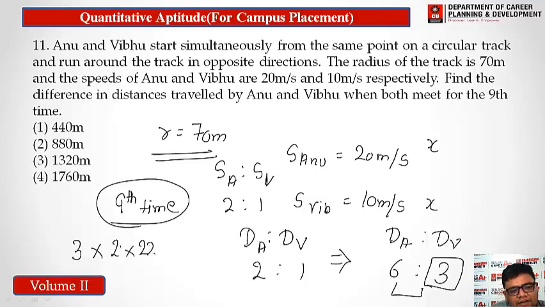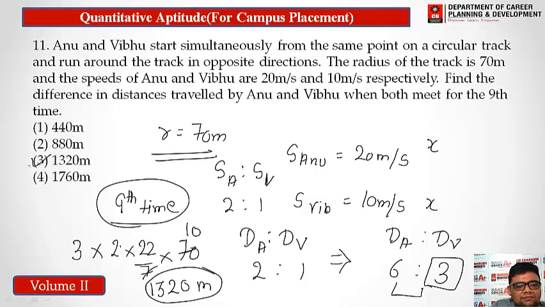2 multiplied by 22 by 7 multiplied by 70. That is the circumference of the circle. So if you cancel this out, this will give you 10, and you can find 44 and multiply 44 by 3. That will give you 132 and 0. So 1320 meter is our correct answer.